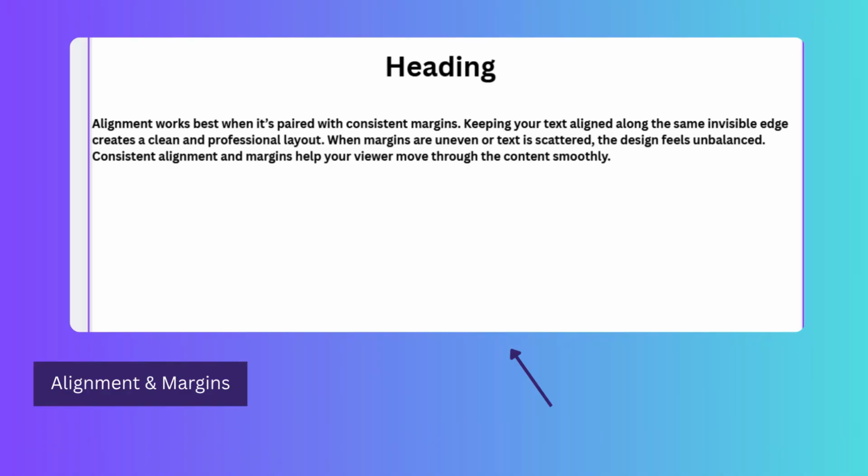Alignment works best when it's paired with consistent margins. Keeping your text aligned along the same invisible edge creates a clean and professional layout. When margins are uneven or text is scattered, the design feels unbalanced. Consistent alignment and margins help your viewer move through the content smoothly.